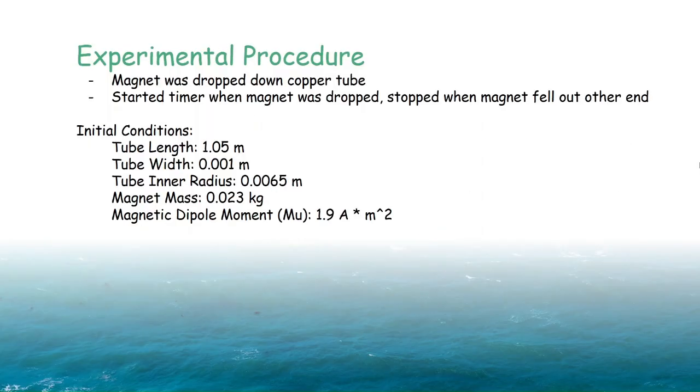So for the experimental procedure, a magnet was dropped down a copper tube, and we started a timer once the magnet was dropped, and we stopped it when the magnet fell out of the other end. For the initial conditions, the length of the tube was 1.05 meters, the width of the tube was 0.001 meters, and the inner radius of the tube was 0.0065 meters. The mass of the magnet was 0.023 kilograms, and the magnetic dipole moment, mu, which was calculated in the previous lab, was found to be 1.9 amp meters squared.